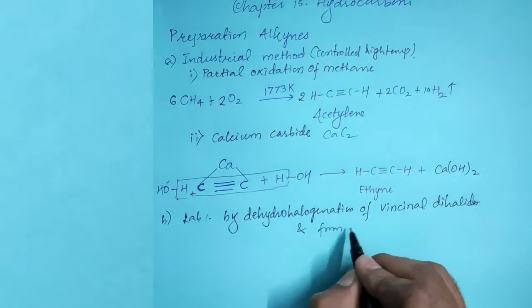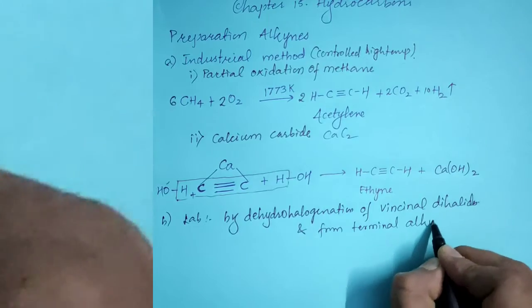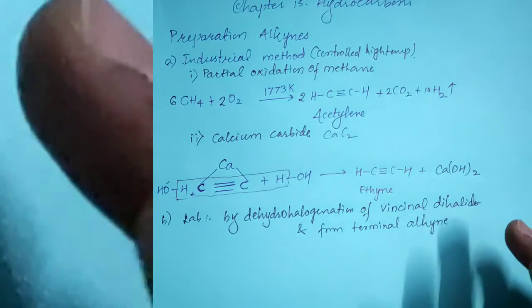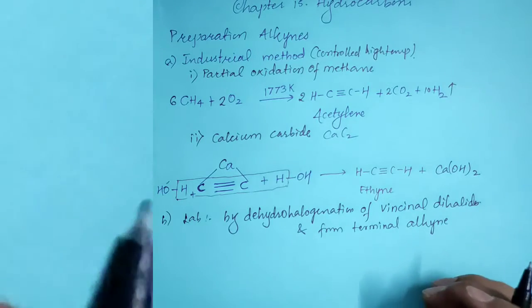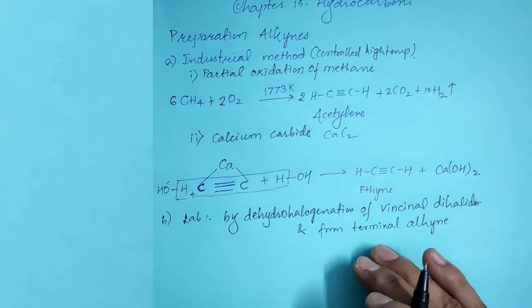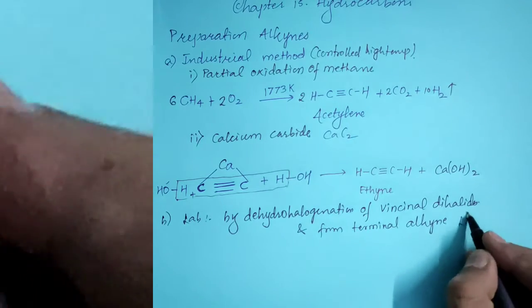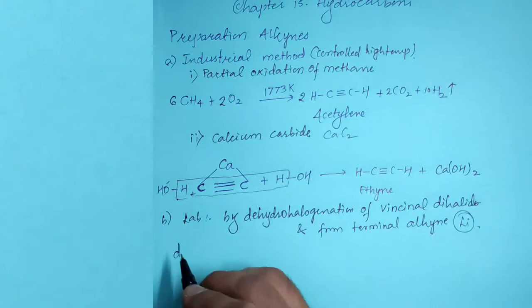And from the terminal alkyne, from an alkyne we will be preparing an alkyne. From a triple bond we will prepare a triple bond, but the product will have a higher number of carbon atoms. From a lower number of carbon atoms we will prepare a product with a higher number of carbon atoms with the help of a metal, that is lithium. Let's see. First we will see dehydrohalogenation.